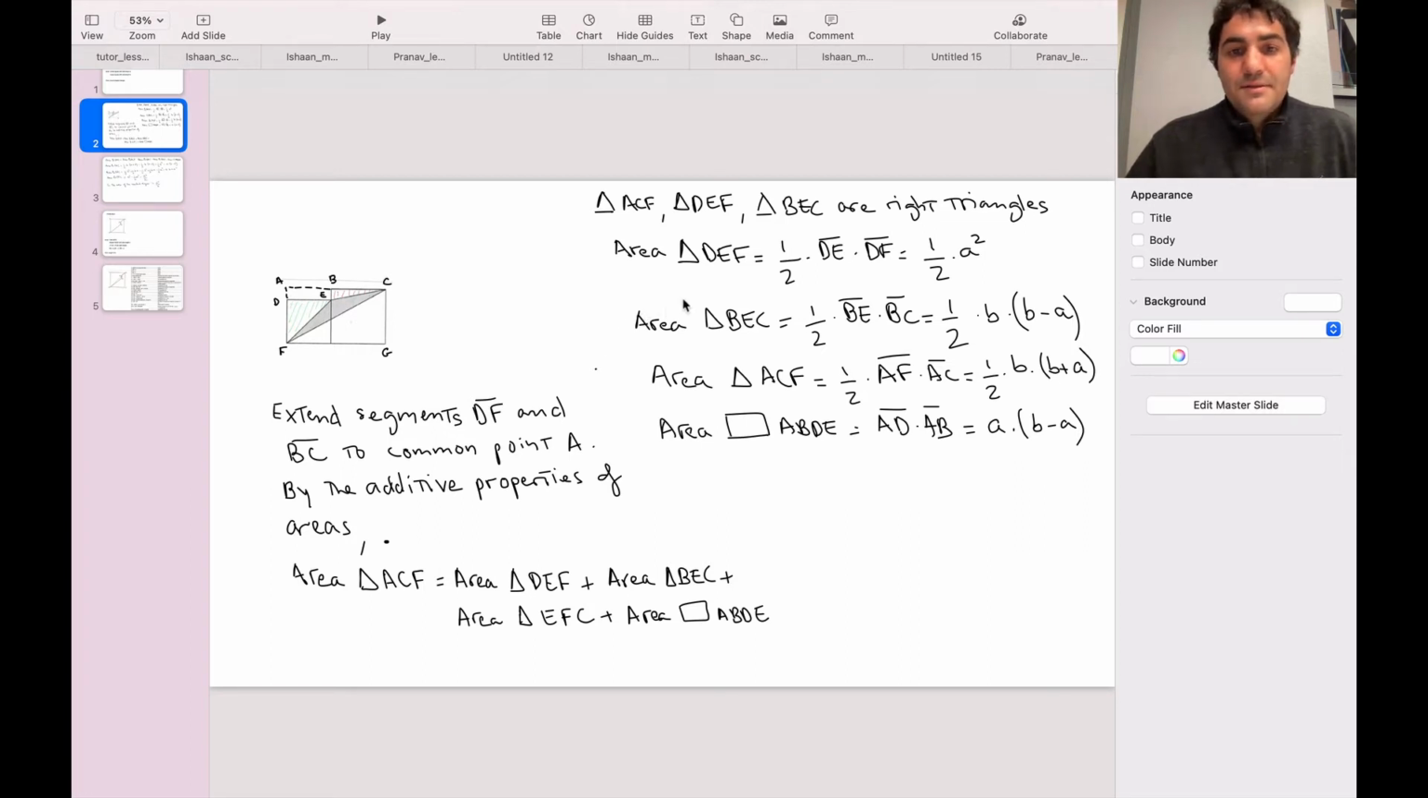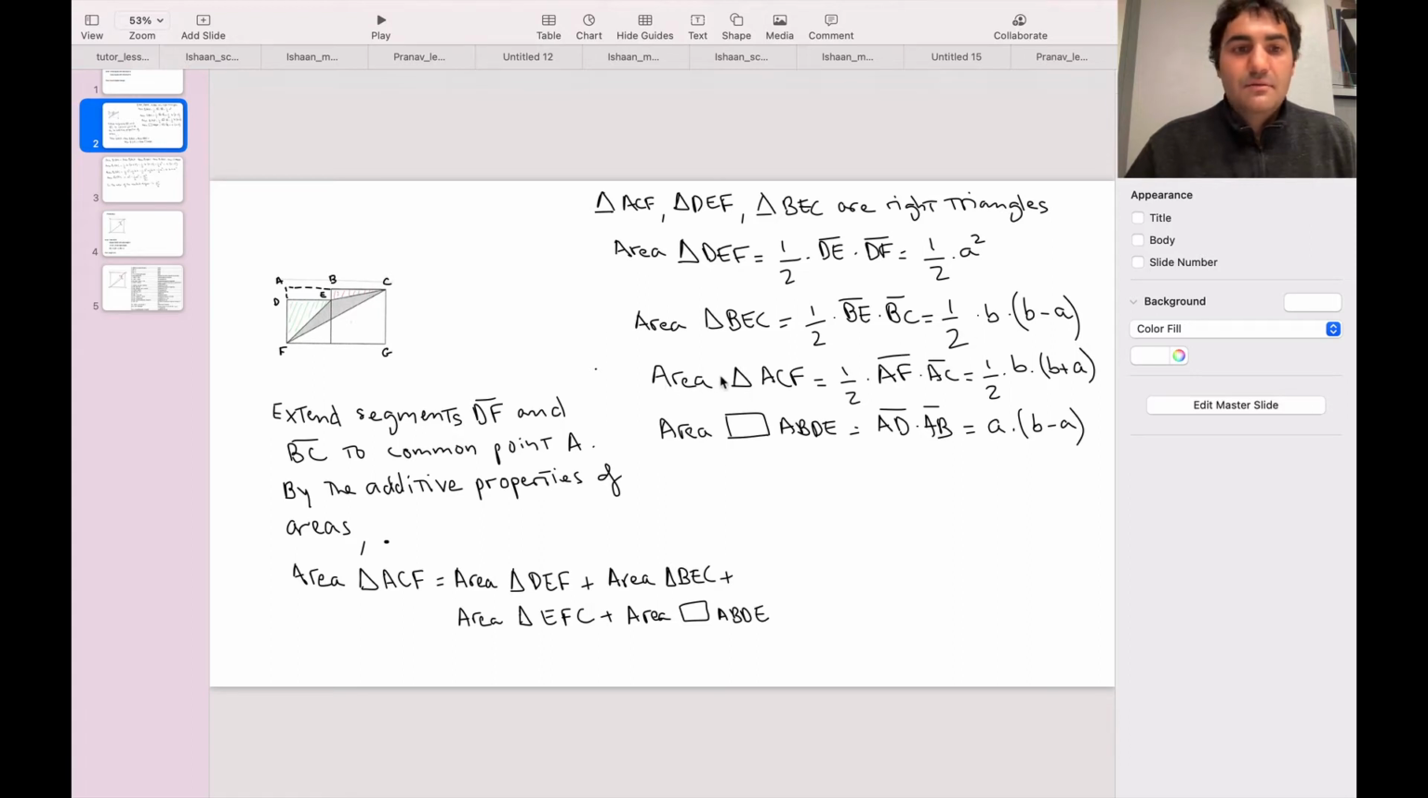But let's just simplify things and find the area of triangle DEF, which is the area of this green shaded triangle. So it's going to be 1/2 times the length of DE times the length of DF. And we know that length of DF and length of DE are equal to A. So we get 1/2 times A squared. The area of triangle BEC is going to be equal to 1/2 times the length of segment BE times the length of segment BC, which is 1/2 times B. And the length of BE is going to be B minus A, right?